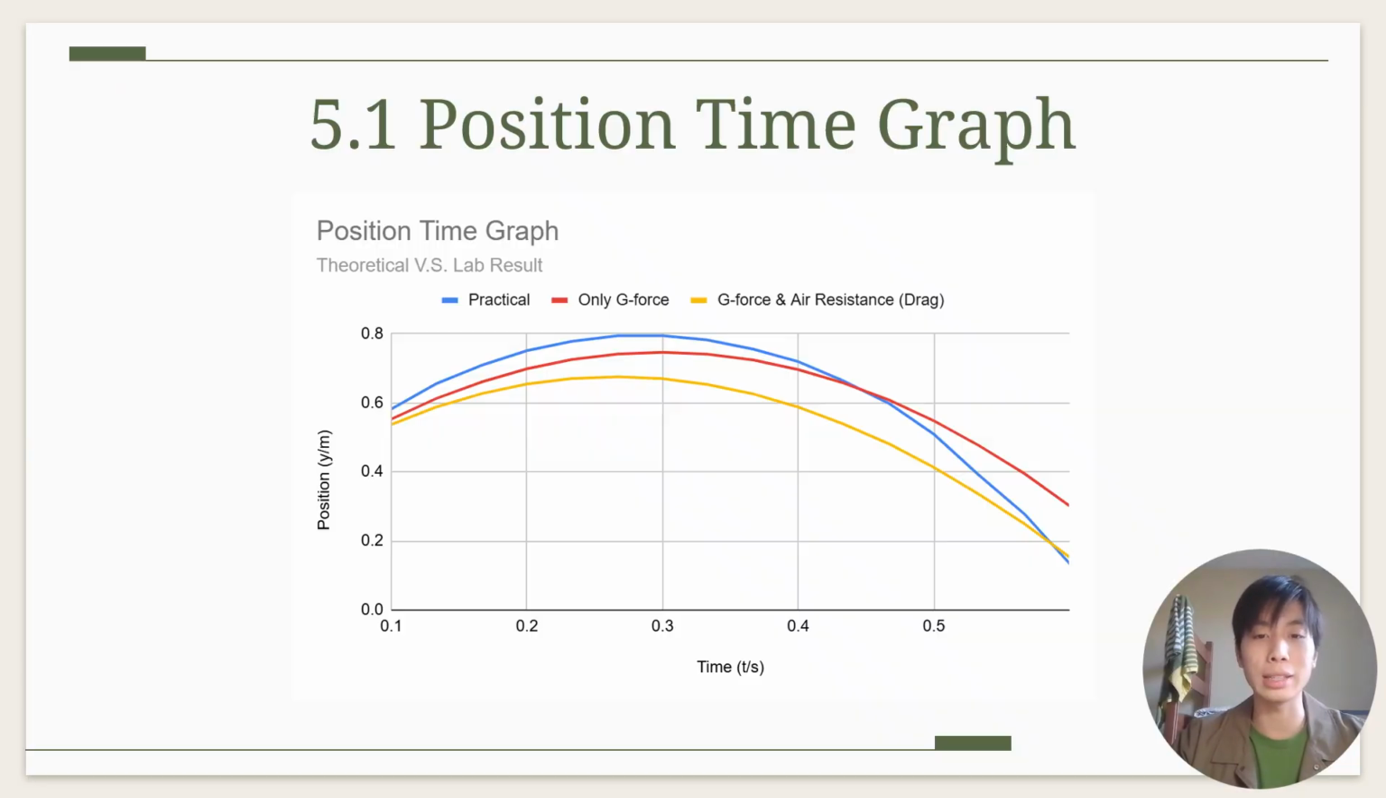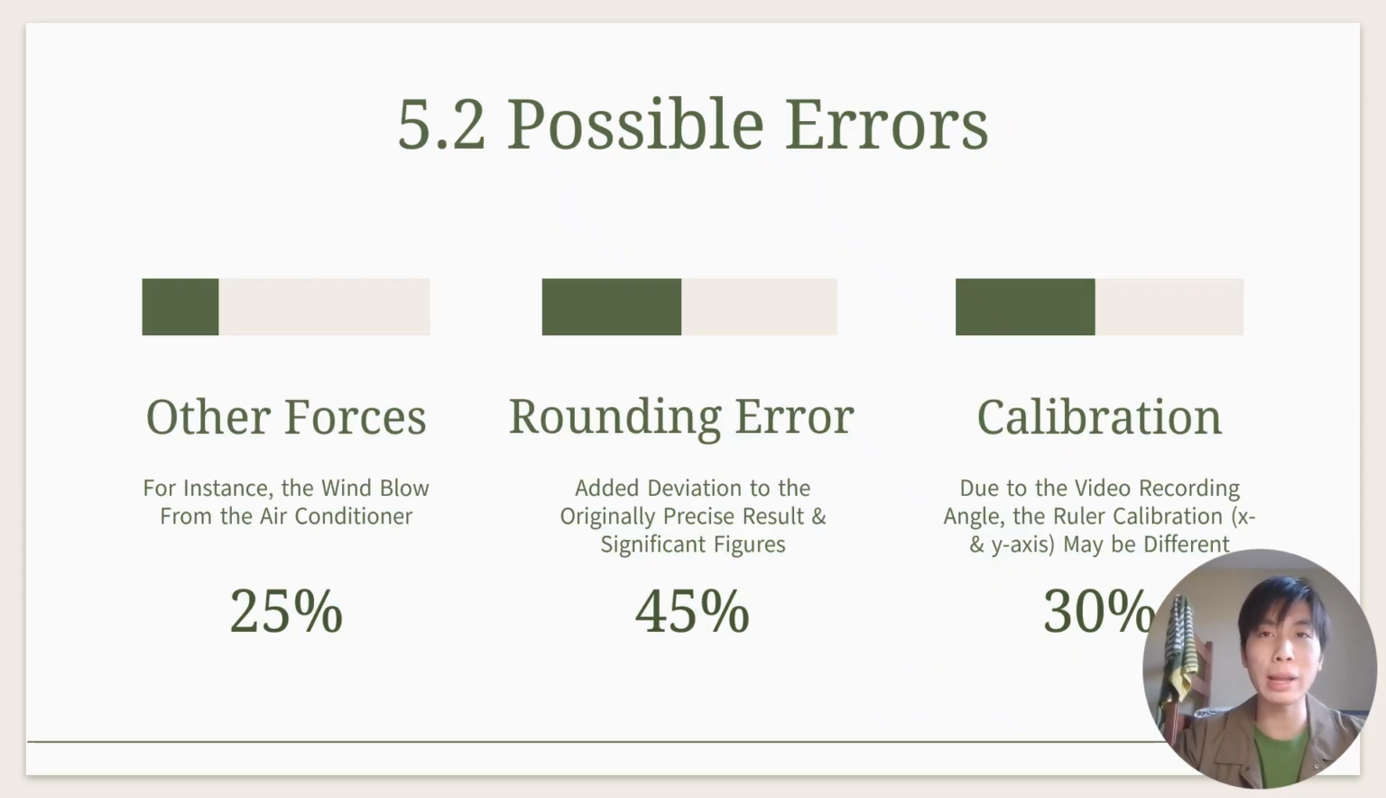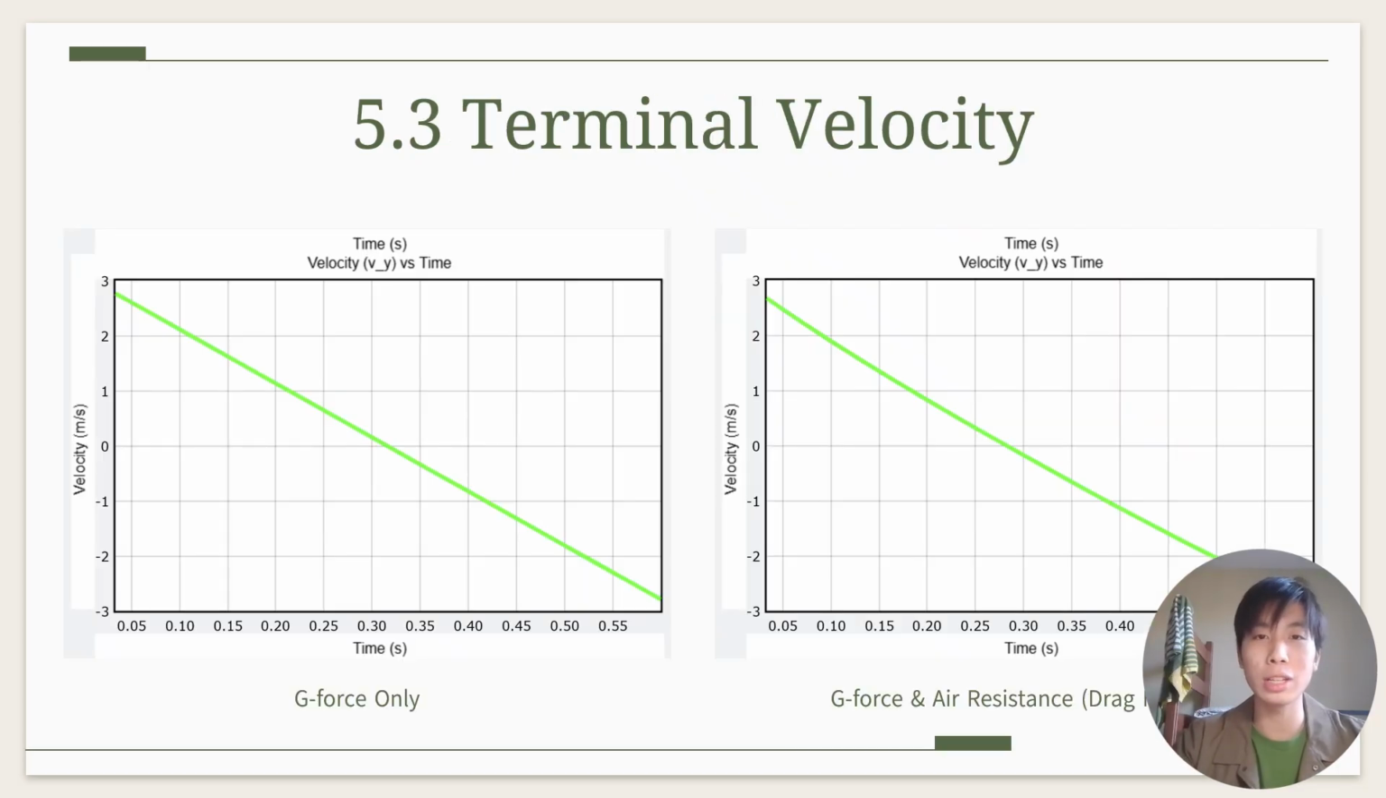And lastly is the data analysis. We can see the graphs are very similar. There are 3 curves. Now I will talk about the errors. Errors might include other forces like air conditioning force, some rounding errors, and also calibration mistakes because the angle of shooting the video is different, so maybe it's not exactly 1 meter. And then for terminal velocity, you can notice on the right side that the terminal velocity is calculated with this F drag. You can see it's exponentially decaying, so the gradient is reducing. At the end, the gradient will go towards zero, but it will never become zero.